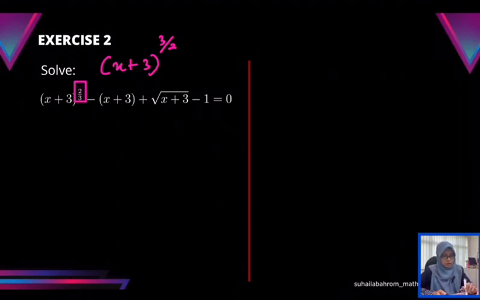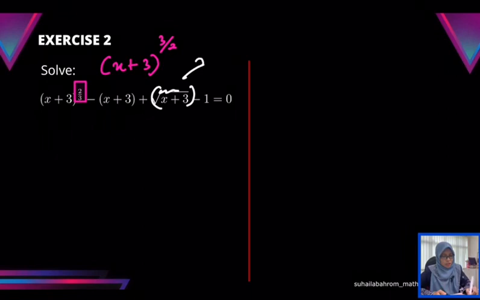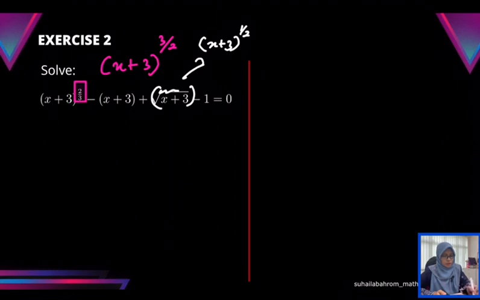Okay, so for this one, square root of x plus 3 we can also rewrite as x plus 3 power of 1 over 2. So from here, the exponents are 1 over 2, 1, and 3 over 2. Between these three exponents, the lowest is power of 1 over 2. So therefore, we will let u be equivalent to x plus 3 power of 1 over 2.